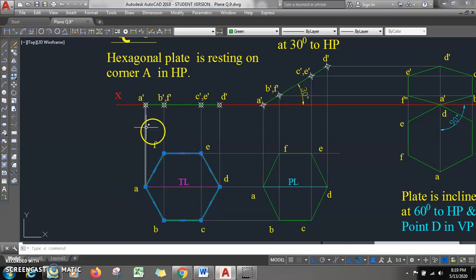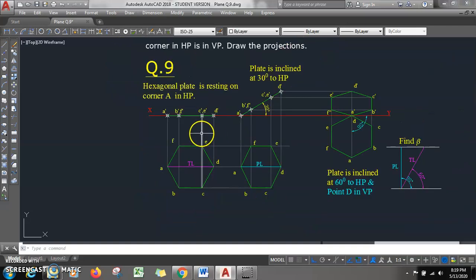Then I will draw projectors 1, 2, 3 and 4. The hexagon name will be ABCDEF. Here you will have a dash, b dash comma f dash, c dash comma e dash, and d dash. So this is my step number 1.